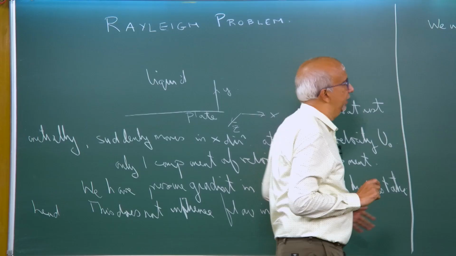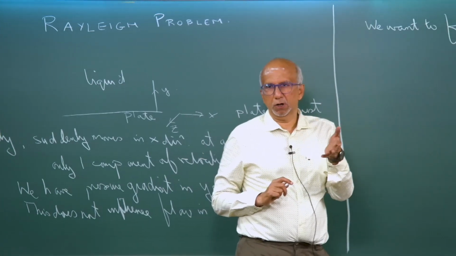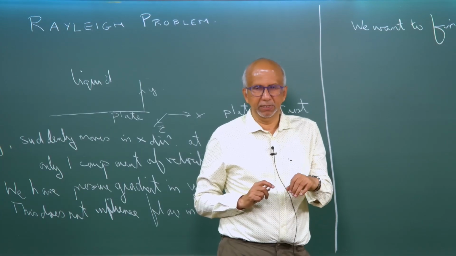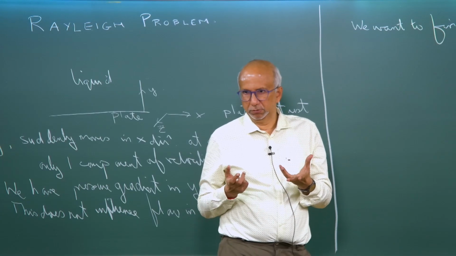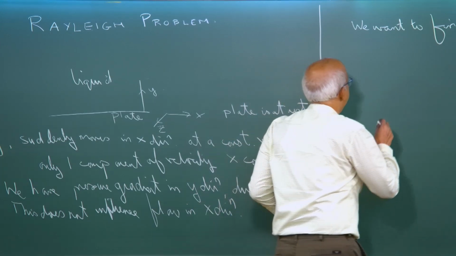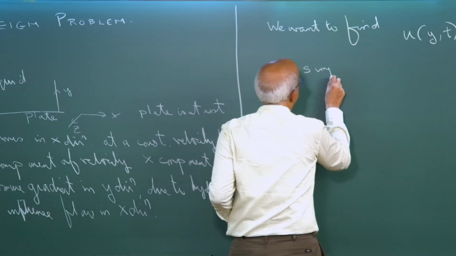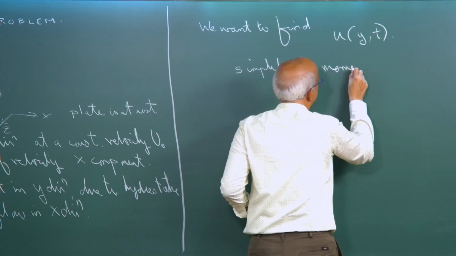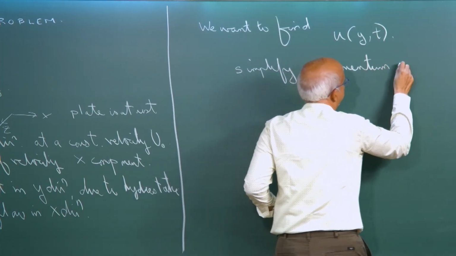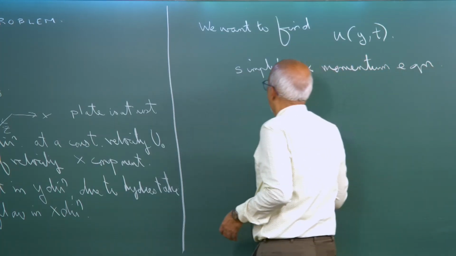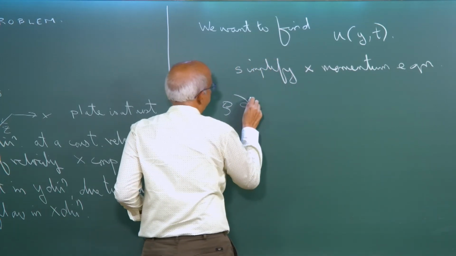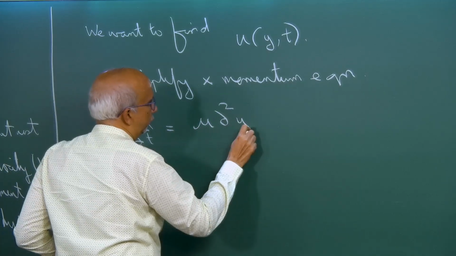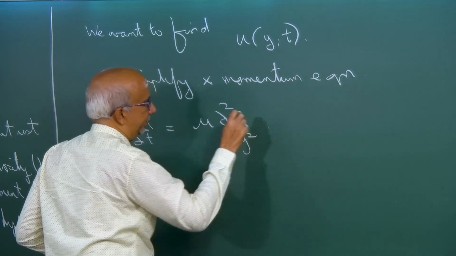And if you do the simplification of the Navier-Stokes equations like we have done in the past, only 2 terms are going to contribute in that equation. If you simplify the x momentum equation, what you get is rho du by dt equals mu d square u by dy square.